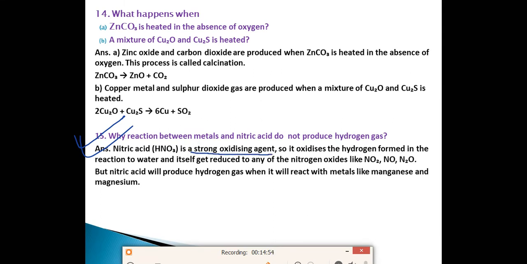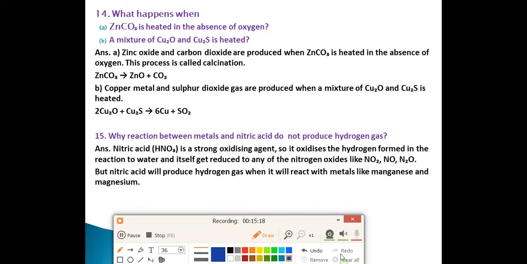It oxidizes the hydrogen formed in the reaction to water and itself gets reduced to any of the nitrogen oxides like NO2, NO, N2O. So it will get reduced and it will oxidize hydrogen to water. But that nitric acid will produce hydrogen gas with two of the metals like manganese and magnesium. So these are the questions which are important from NCERT Exemplar.